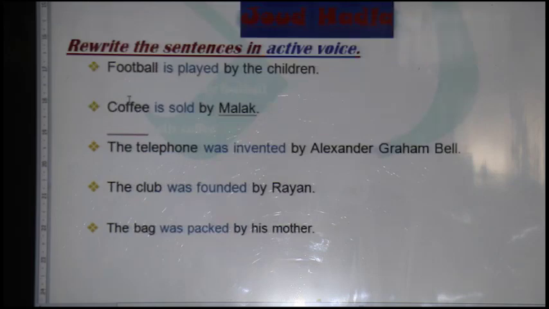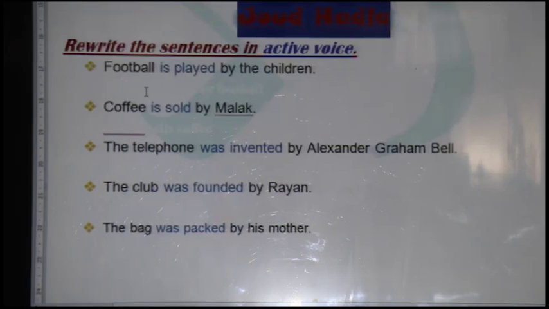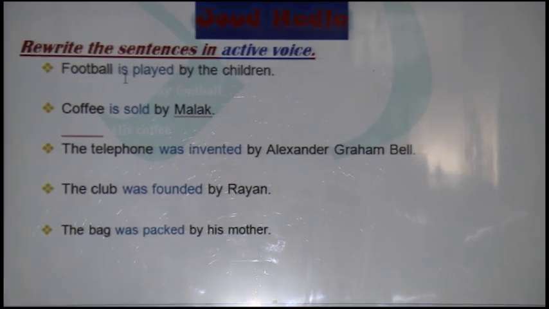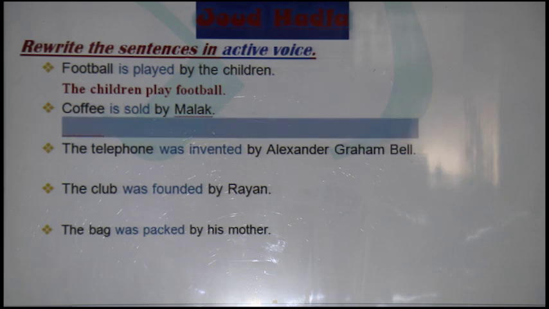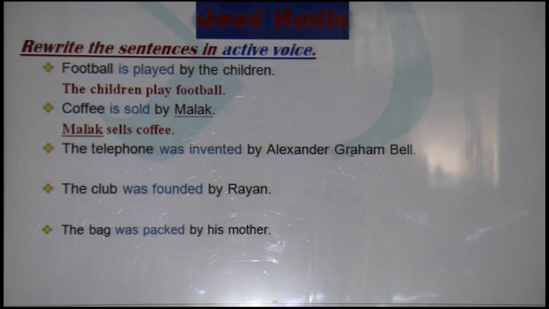Now we have some examples for you to make them active. They are in the passive, and we need to make them in the active. So it's a contrary step. Football is played by the children. Is played, present simple. So children play, not plays. The children play football. Coffee is sold by Malak. It is in the present simple, because verb to be is in the present simple. So Malak sells. Don't forget to add s. Malak is singular. Malak sells coffee.